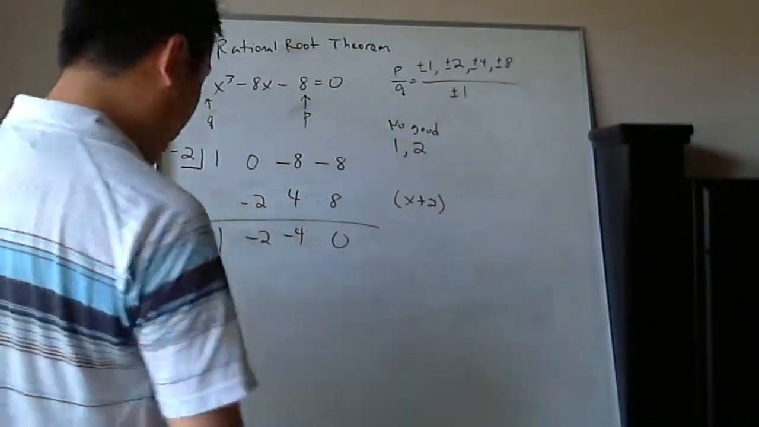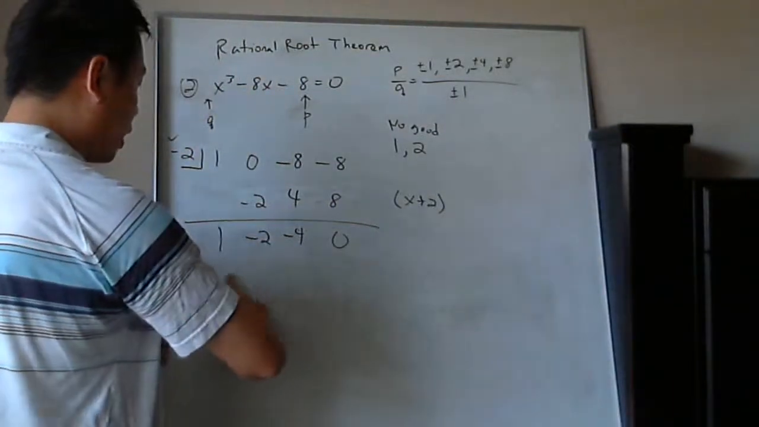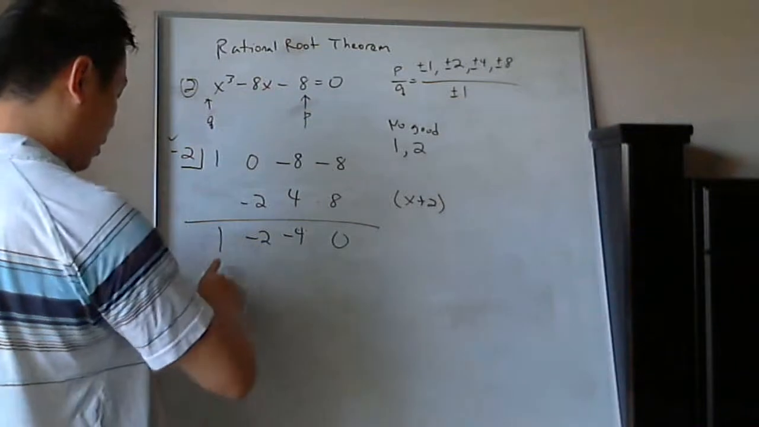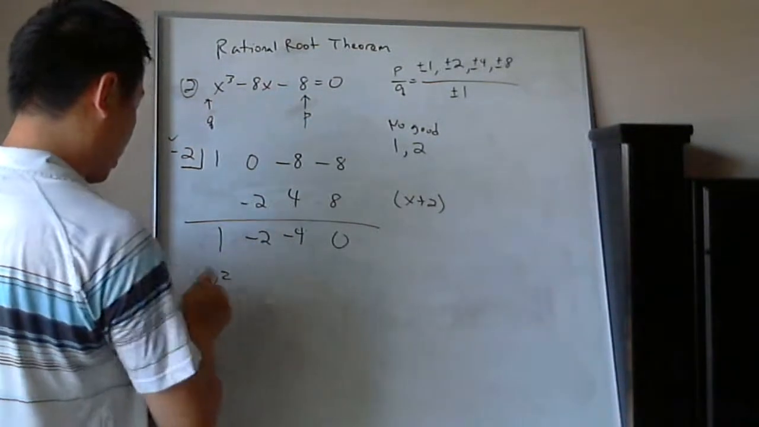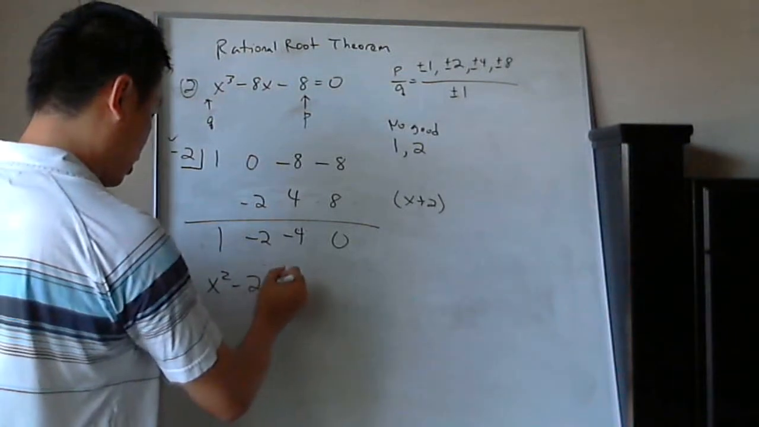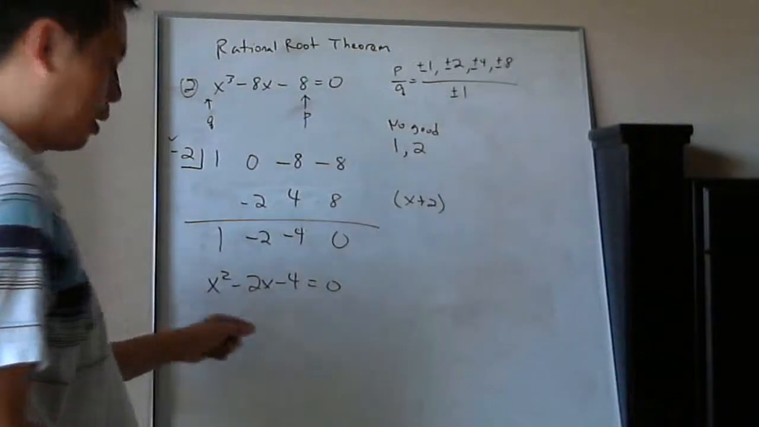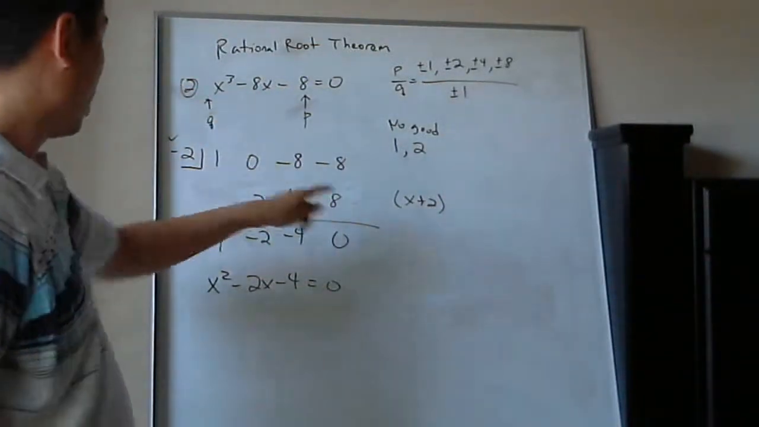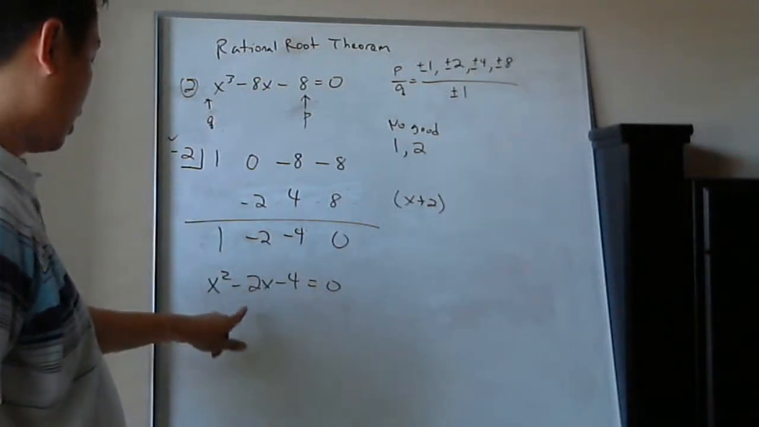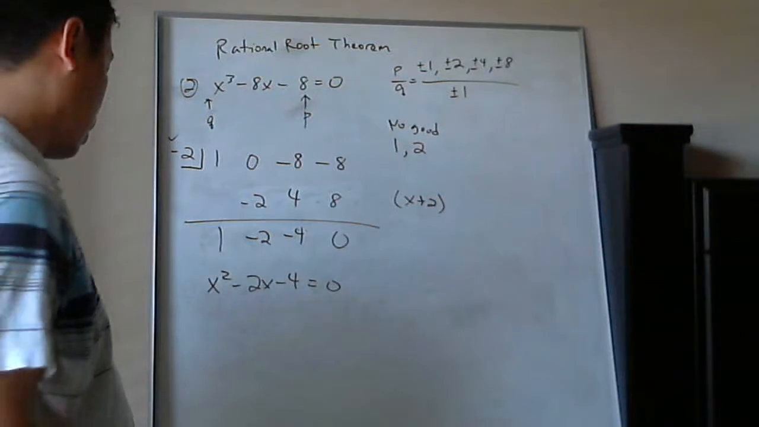So now we know that negative 2 is a root. Now for the remaining, if you divide out x plus 2, you'll get 1, negative 2, negative 4, so you can rewrite it as 1x squared minus 2x minus 4 equals 0. This is what you have remaining. And we know there are 3 roots for this equation. One of the roots we know is negative 2 now.